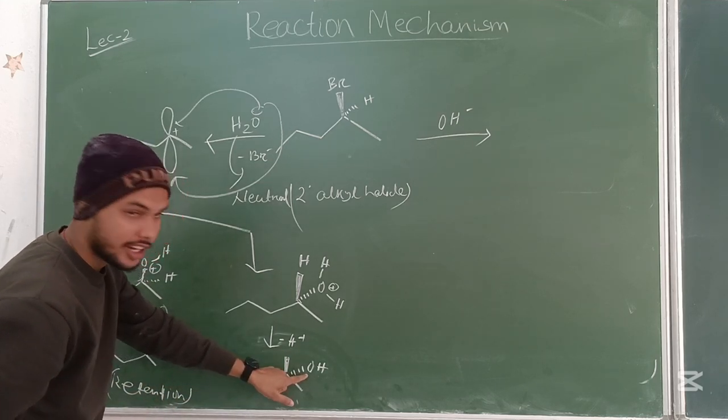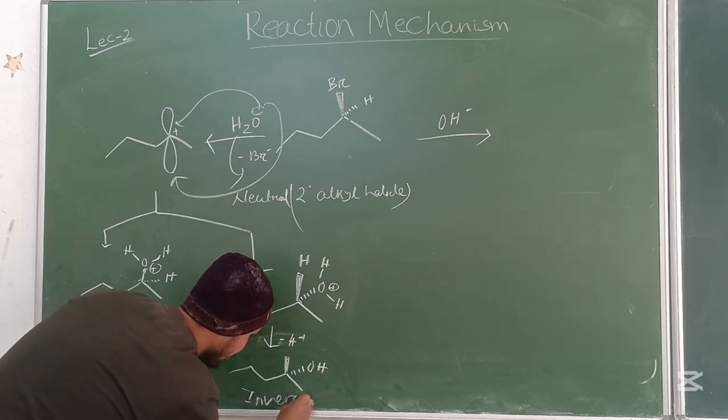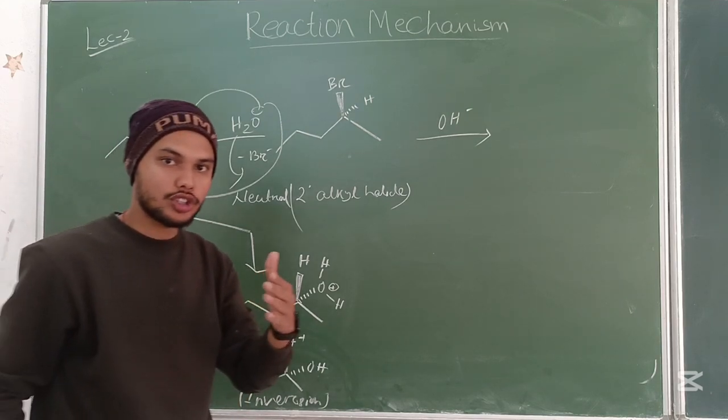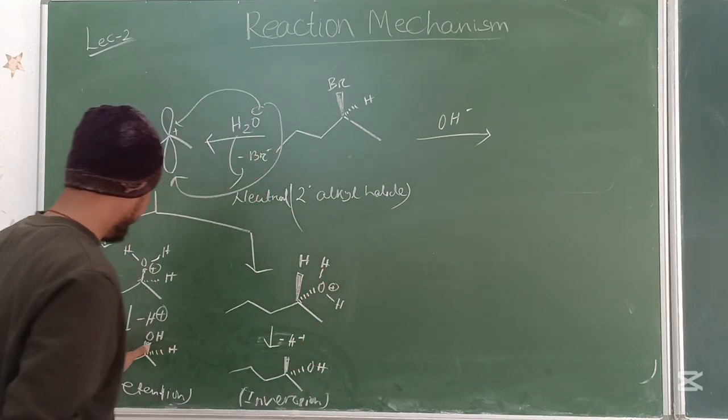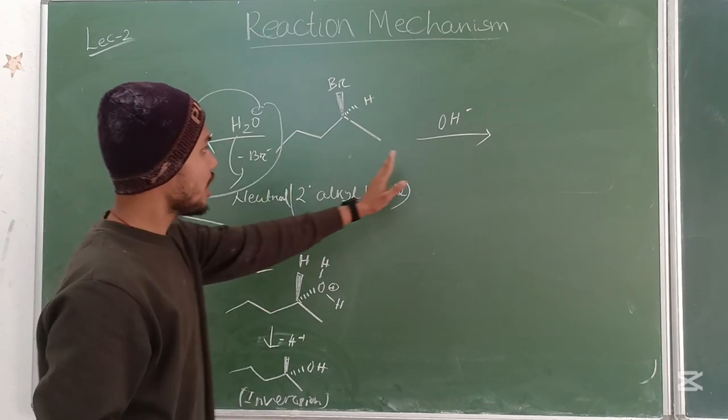Then here the nucleophile is below. So it is the inversion end product. So two types of product are found, so it is racemic in nature. So it will be 50% and 50%. So racemic in nature. Come to the OH minus.